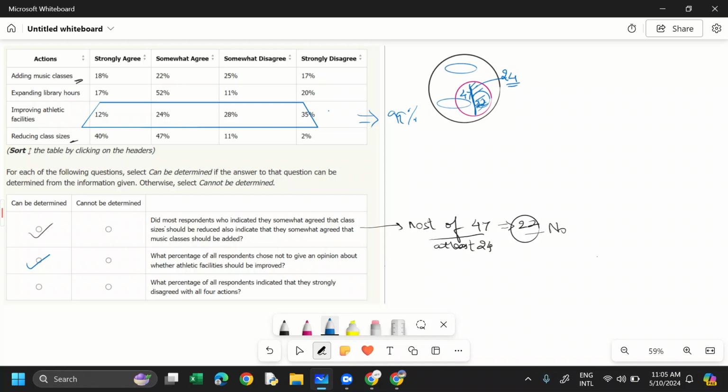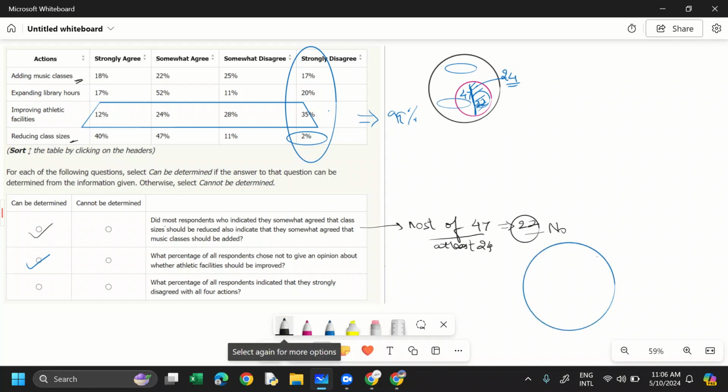Finally, the third option speaks of what percentage of all respondents indicated that they strongly disagreed with all four actions. So we are looking at the strongly disagreed column. Now the maximum percentage which could strongly disagree with all four would be the minimum of this. So the maximum could be when you have 35%, and part of 35 is this 20, and part of this 20 is 17, and this 2% is common between all these four. So this is 2%. So this is the maximum.